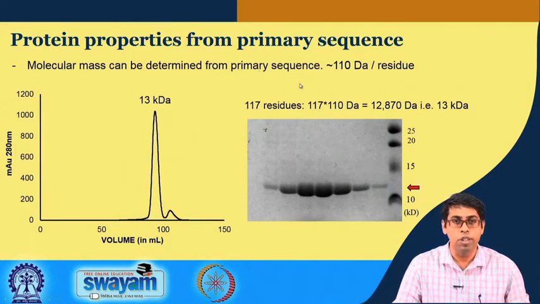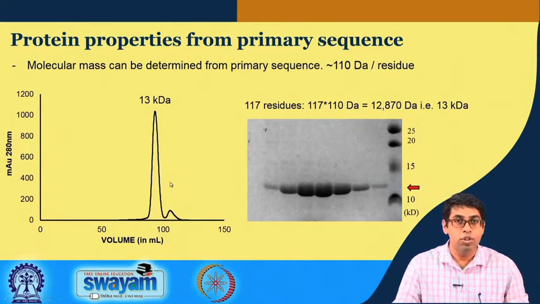One quick way of doing this is, if you know the number of amino acids, you can simply multiply that with the average molecular mass of each residue. So, if you have 100 amino acids, then you multiply it by 110 Dalton and you will get 11 kilodalton as the molecular mass of your protein. So, we have some idea about the molecular mass of our protein.